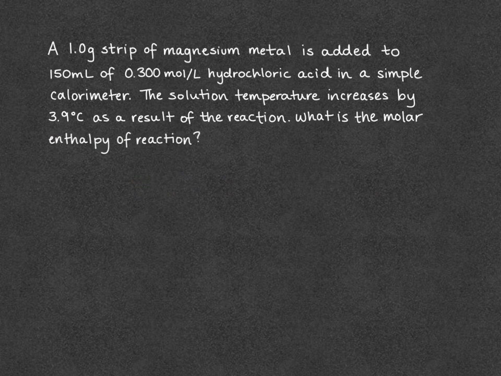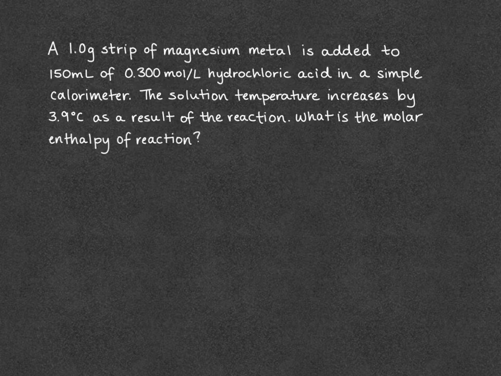A 1 gram strip of magnesium metal is added to 150 milliliters of 0.3 mole per liter hydrochloric acid in a simple calorimeter. The solution temperature increases by 3.9 degrees as a result of the reaction. What is the molar enthalpy of reaction? You might not be able to recognize right away that this is an LR-ER problem.